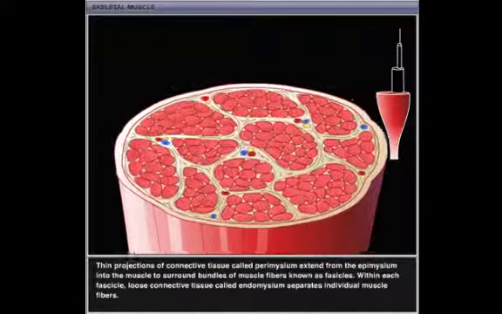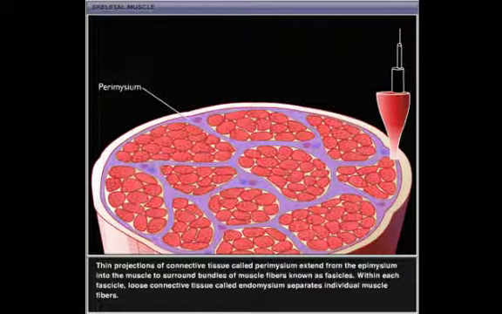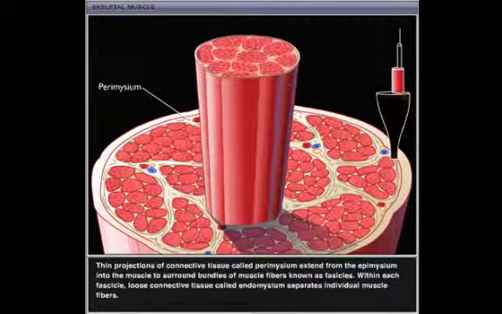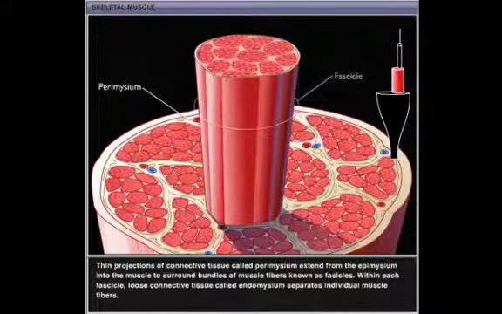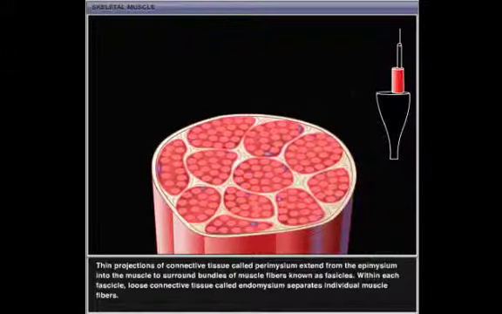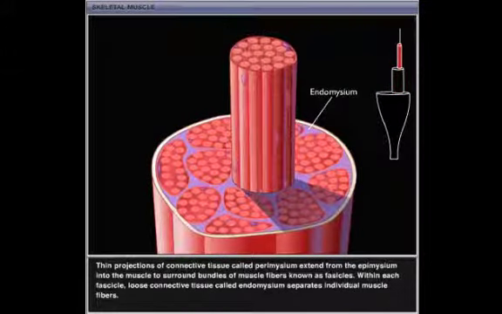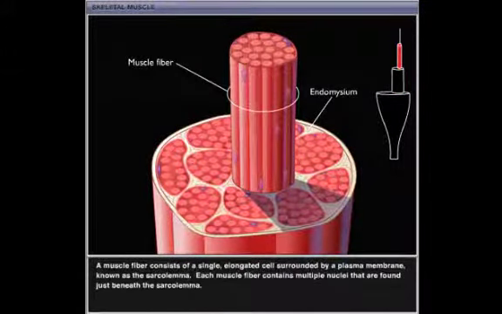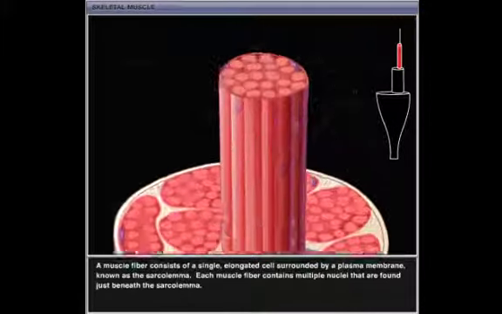Thin projections of connective tissue called perimysium extend from the epimysium into the muscle to surround bundles of muscle fibers known as fascicles. Within each fascicle, loose connective tissue called endomysium separates individual muscle fibers. A muscle fiber consists of a single elongated cell surrounded by a plasma membrane known as the sarcolemma. Each muscle fiber contains multiple nuclei that are found just beneath the sarcolemma.